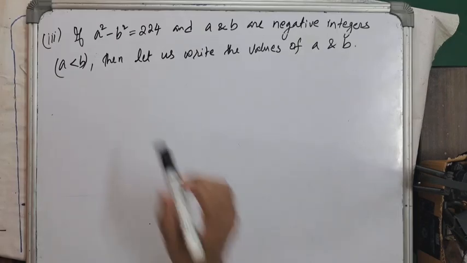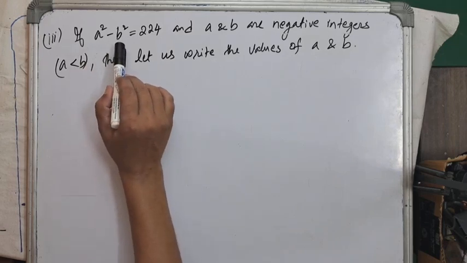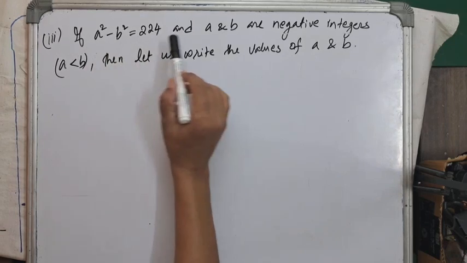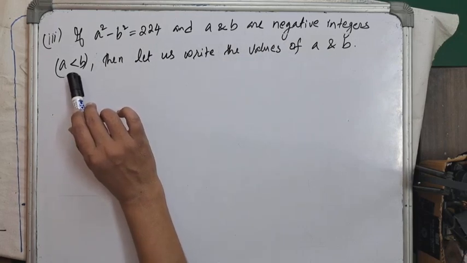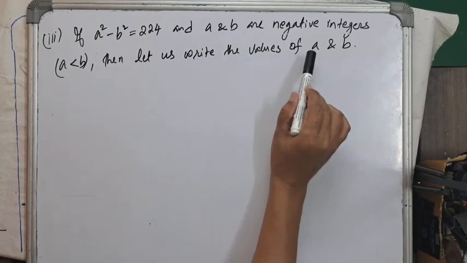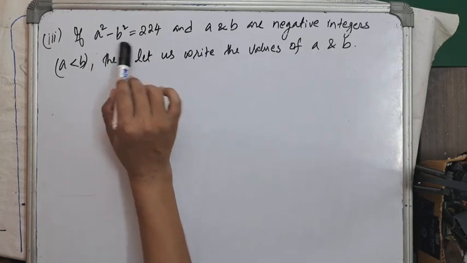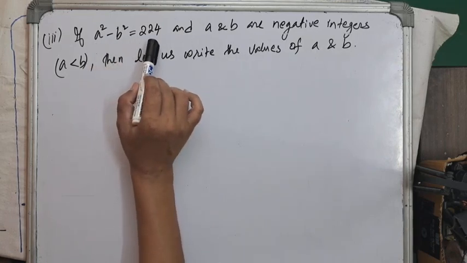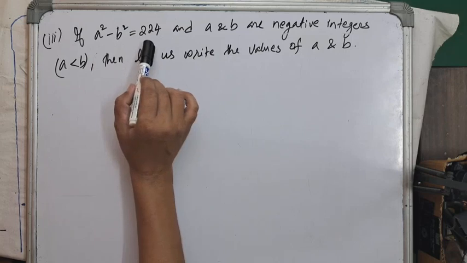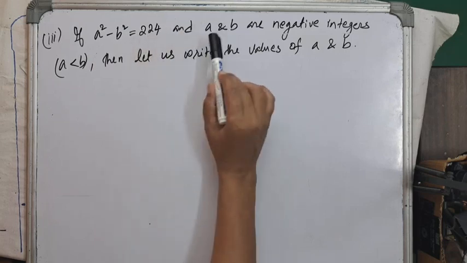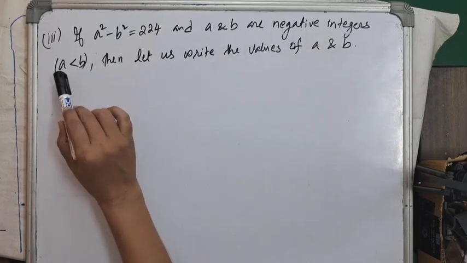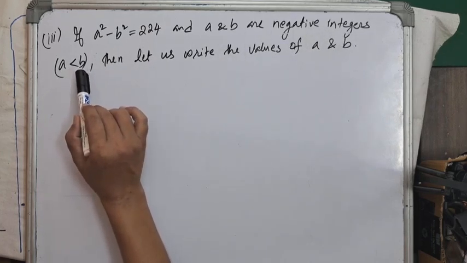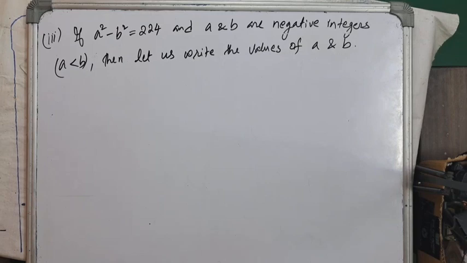Question number 3. If a square minus b square equal to 224 and a and b are negative integers, also a is less than b, then let us write the values of a and b. So this is the given equation to us. We are asked to find the values of a and b from this equation. Conditions are a and b are negative integers, and another condition is the value of a is less than the value of b. So we are asked to find the values of a and b, isn't it?